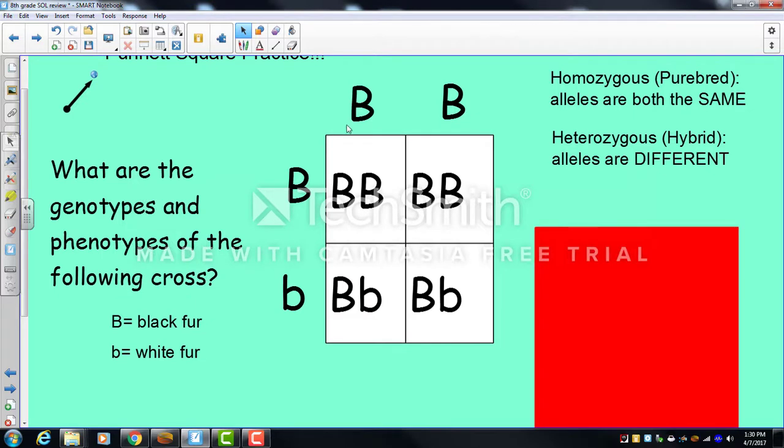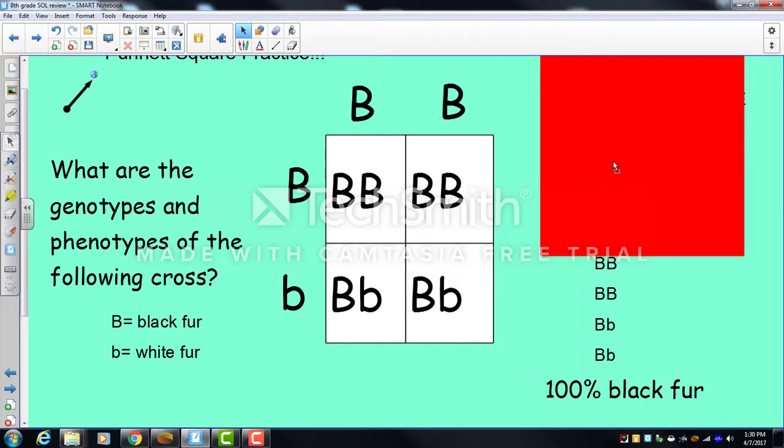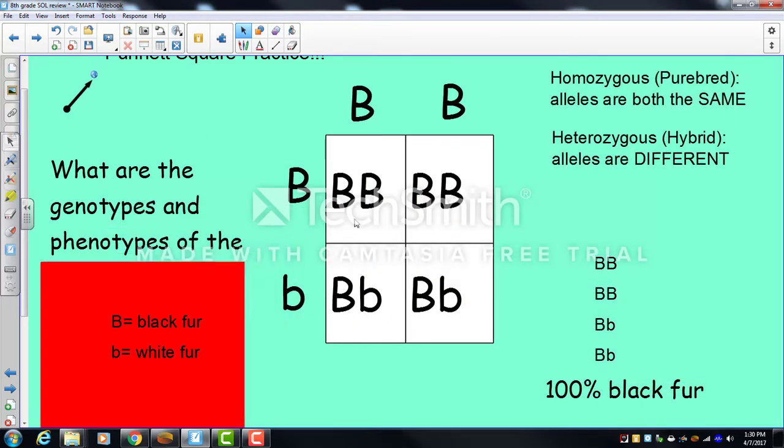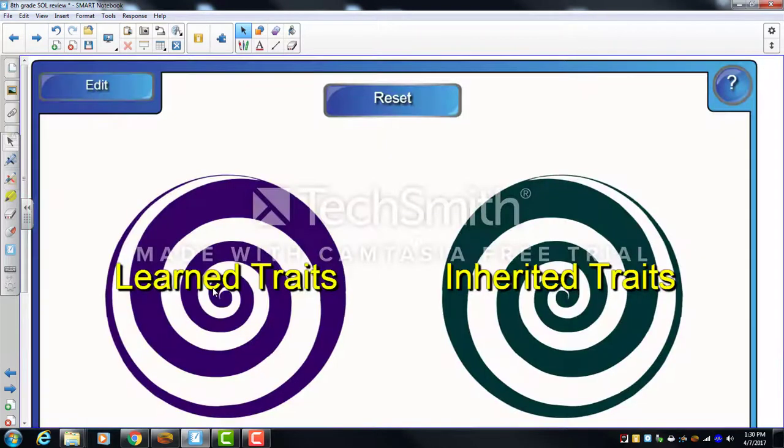What are the chances of these two rabbits having offspring with black fur? 100% chance. There's basically no chance of these two rabbits having a white fur baby. Every single baby that they have will always have black fur. Now, their grandchildren could have white fur because that recessive white fur gene is there. It just didn't show up on their children. Okay, moving on. We can do this with you when we come into your classroom, so we'll save that for later.